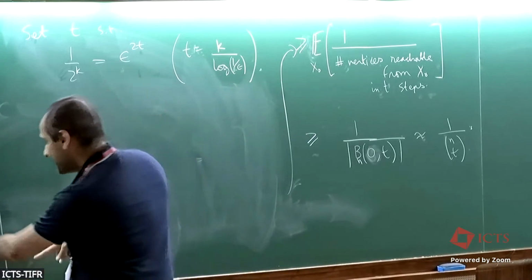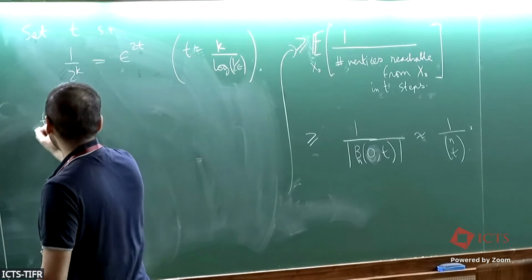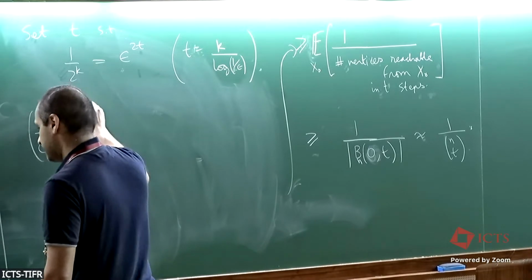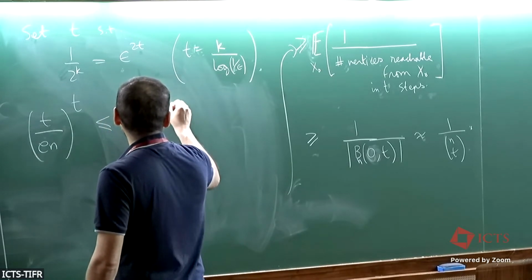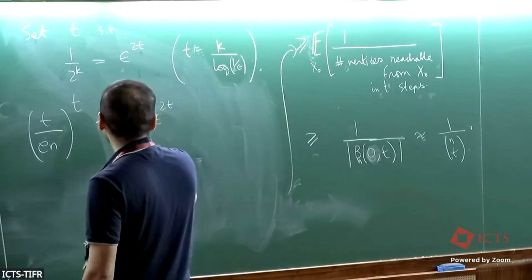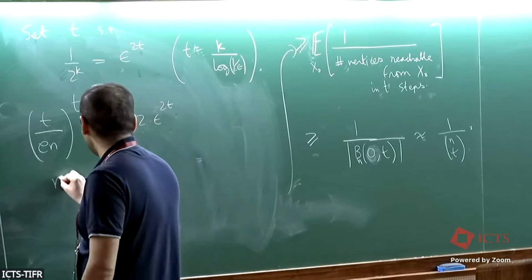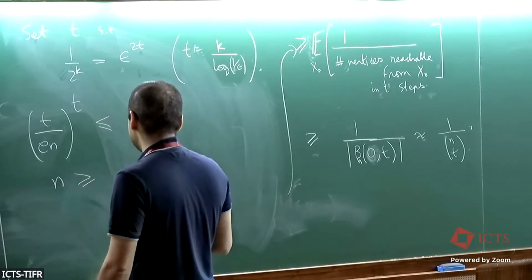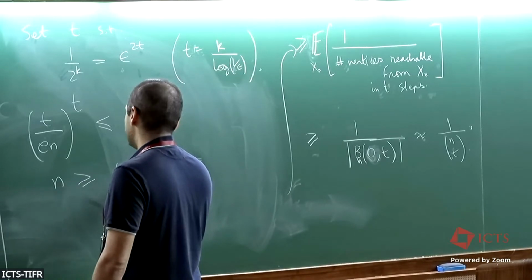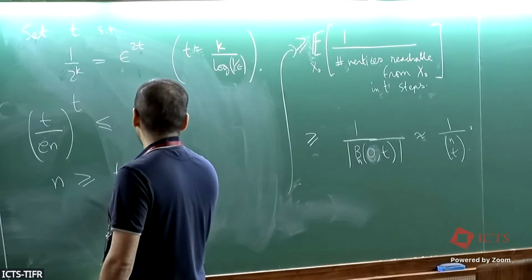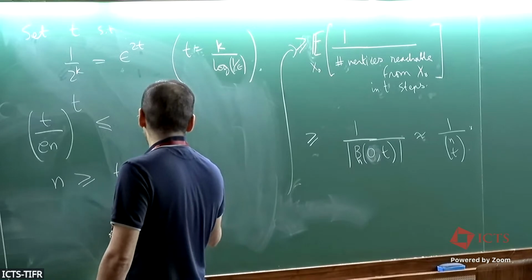When I've set that, this whole thing is like 2 times epsilon to the 2t. So (t over en) to the t is at most 2 times epsilon to the 2t. And then take t'th roots of this, and we get n is at least t over e times 1 over epsilon squared.